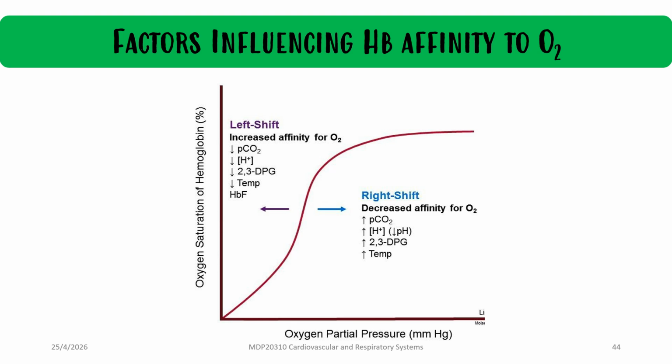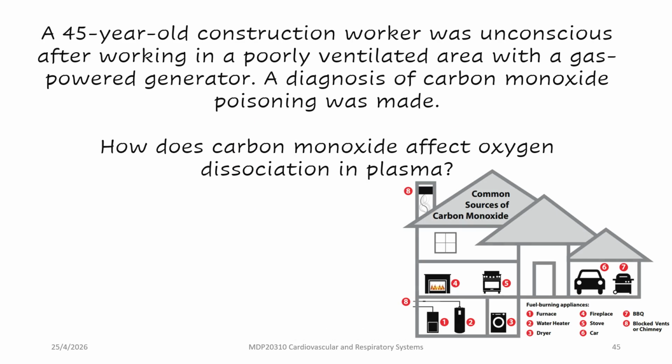So now, let's look at this case of carbon monoxide poisoning. We have a 45-year-old construction worker with carbon monoxide poisoning. How does the carbon monoxide affect oxygen dissociation? With carbon monoxide present in the blood, the hemoglobin will favor the carbon monoxide rather than the oxygen. It likes the carbon monoxide more than the oxygen. Therefore, they will compete with the oxygen, binding irreversibly to the hemoglobin.